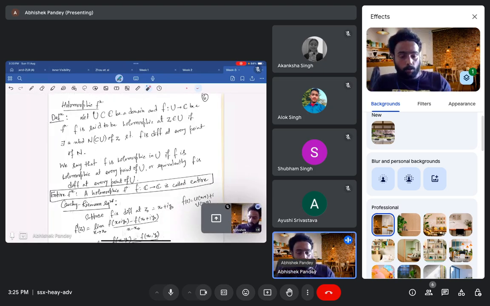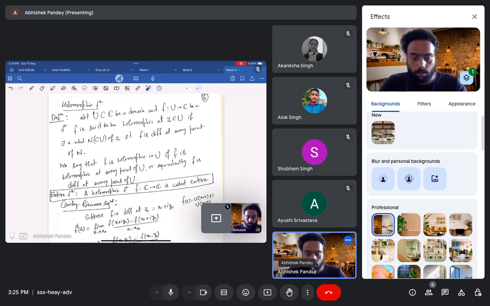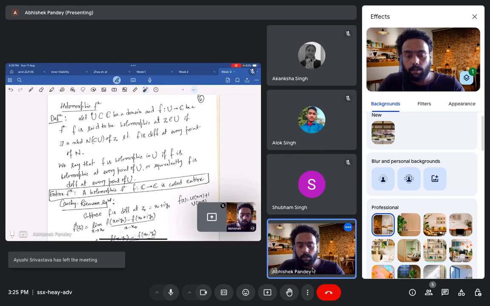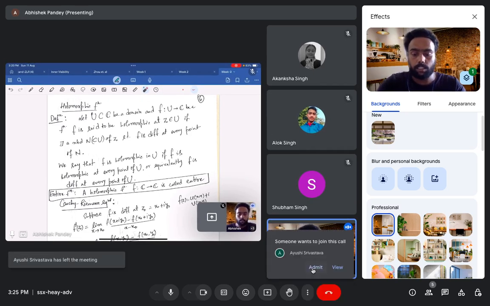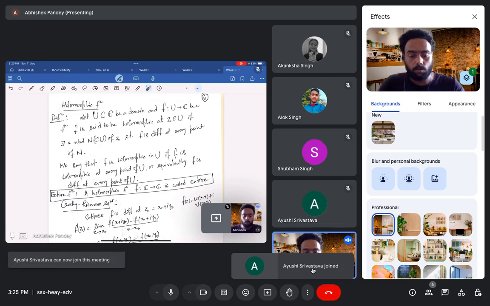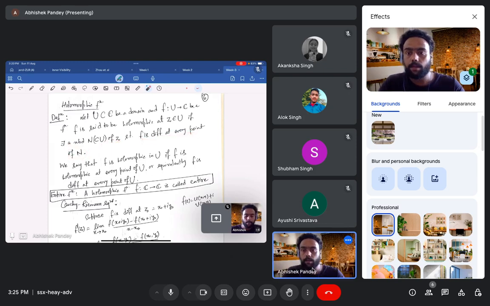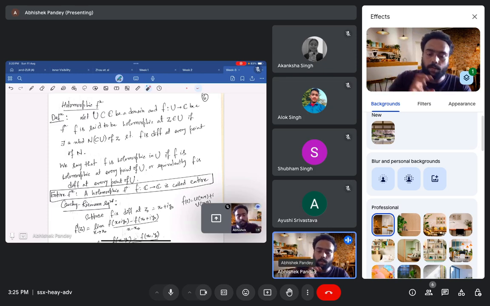Okay, so what do we mean by a holomorphic function? Let U be a domain and f from U to C be a function. f is said to be holomorphic at the point z naught if there exists a neighborhood N of z naught, which is contained in the domain U, such that f is differentiable at every point of N. It means you take any point z naught, there should exist a neighborhood. In that neighborhood, f should be differentiable at every point of that neighborhood.